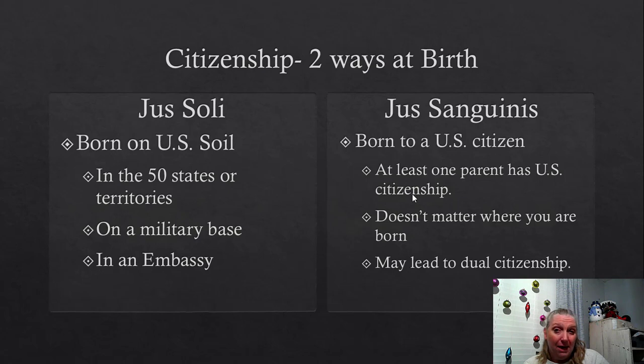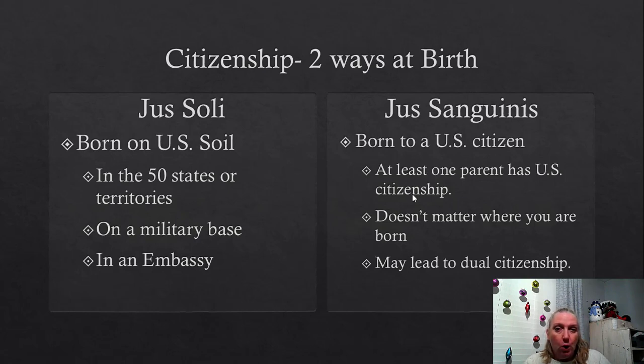But at least one parent has to have U.S. citizenship. It doesn't matter where you're born, as long as one parent is a U.S. citizen at the time that you are born. This method may lead to dual citizenship. You may be granted citizenship in another country as well as the United States through this method.